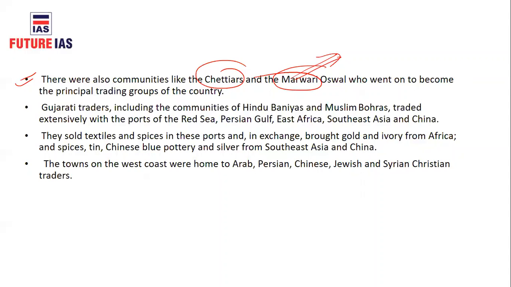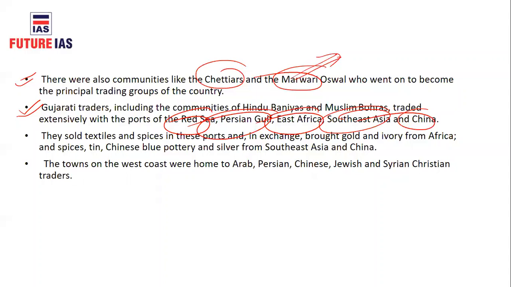All right. Just like that, you have the Hindu baniyas, and you have the Muslim bohras also, who were trading in that period of time, right? They extensively traded across the ports of the Red Sea, Persian Gulf, East Africa, Southeast Asia, and China. So these were the different traders who used to perform trading activities across the lands.